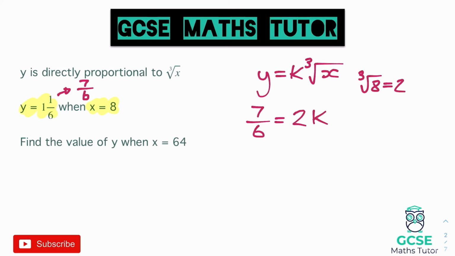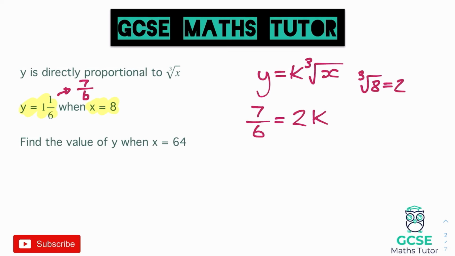As I said, the reason that we've written 1 1/6 as an improper fraction is for this next step. What we're now able to do is apply normal fraction rules. So we've got to divide both sides by 2 to get our value of k. And because we've got 7 over 6 there, we can just apply those normal fraction rules.